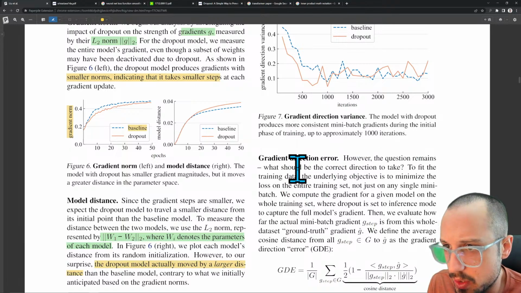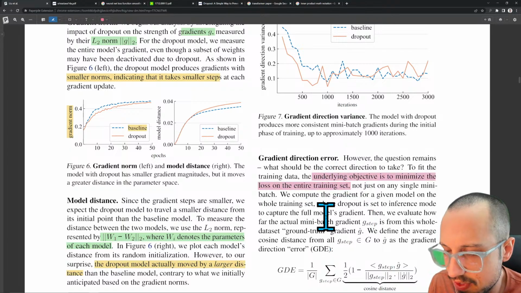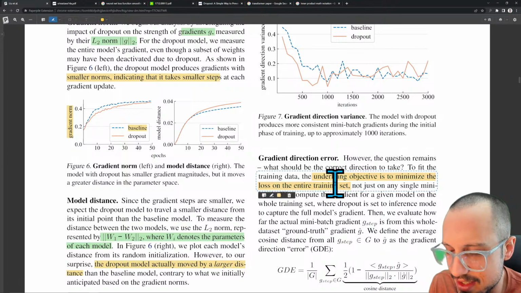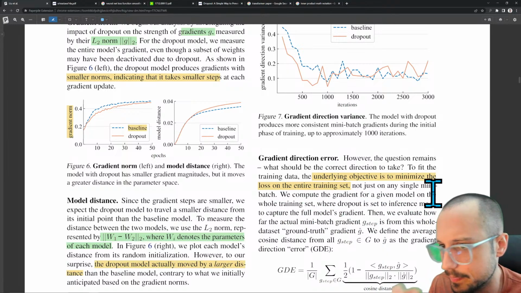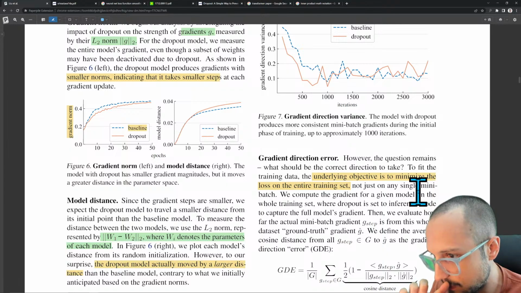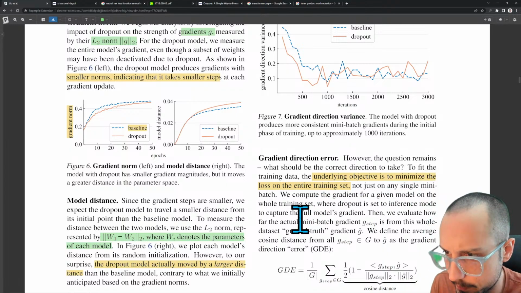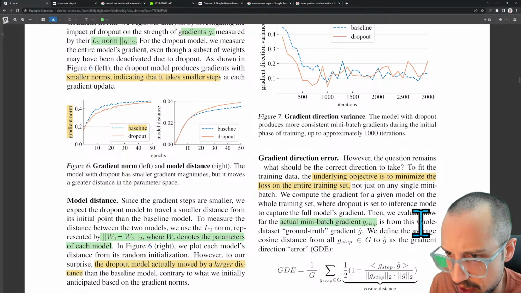Question remains, what should be the correct direction to take? With the training data, the underlying objective is to minimize the loss on the entire training set, right? This is what we were saying. So ideally, if we could feed the entire training data set all at once in one giant batch, that's what we would do. We compute the gradient for a given model on the whole training data set, where dropout is set to inference mode to capture the full model's gradient. Then we evaluate how far the actual mini-batch gradient, G step, is from the whole data set ground truth gradient.